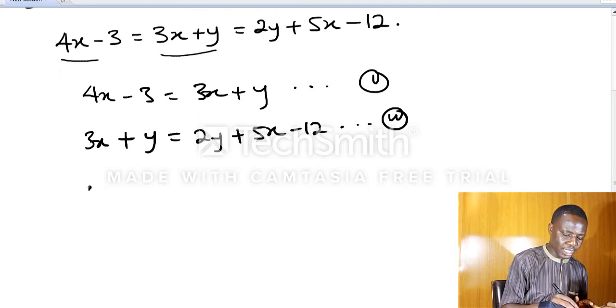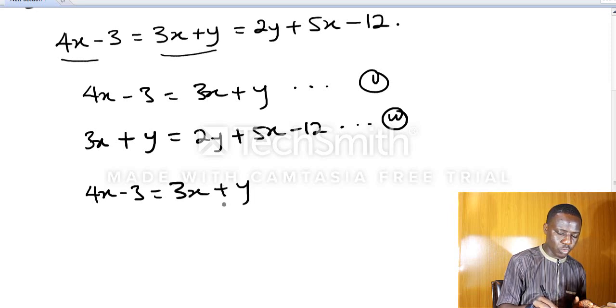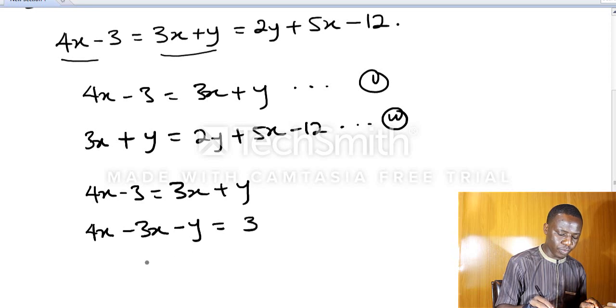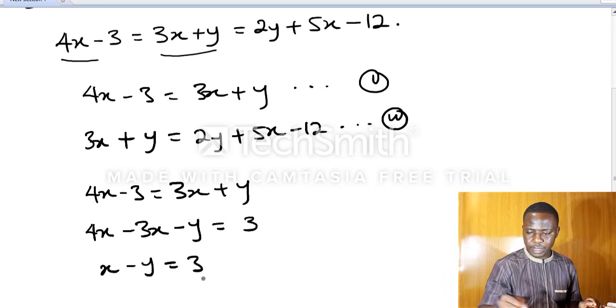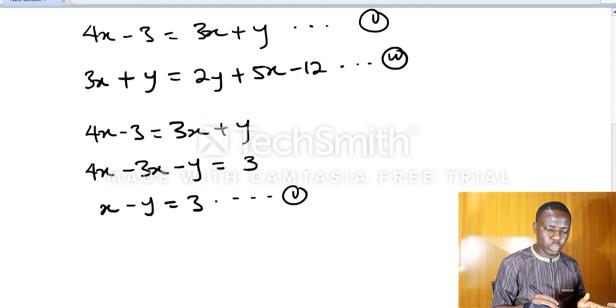So from equation 1, we have 4x minus 3 is equal to 3x plus y. Let's rearrange. I'll move all the variables to one side and the constant will be on my right hand side. This becomes 4x minus 3x minus y is equal to 3. That is, 4x minus 3x is x, so x minus y is equal to 3. I'll call this equation 1.